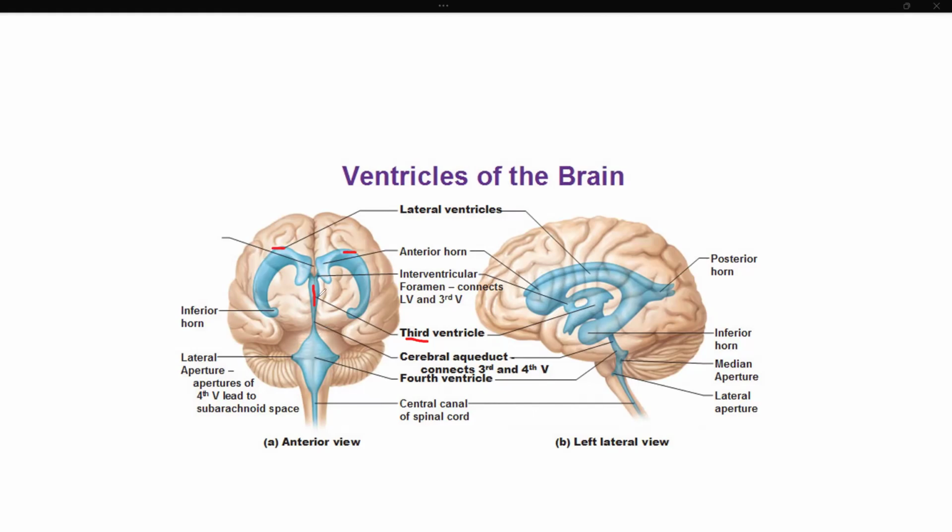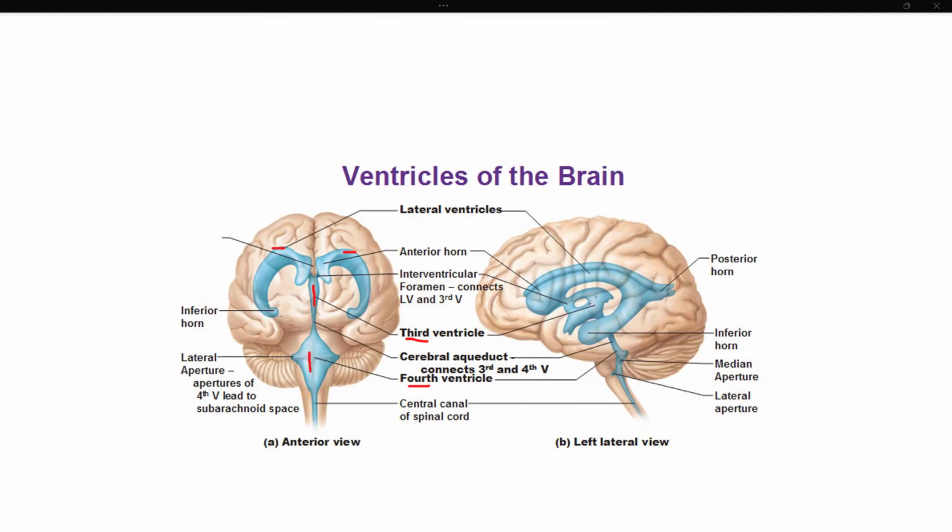Now 1, 2, 3, the 3rd ventricle, and now we're missing one more. Which one is it? The 4th ventricle. Where is it? 1, 2, 3, and here we go. 4 ventricles of the brain. It's that easy. 2 ventricles are lateral ventricles, there's a 3rd ventricle and the 4th ventricle. Very simple.